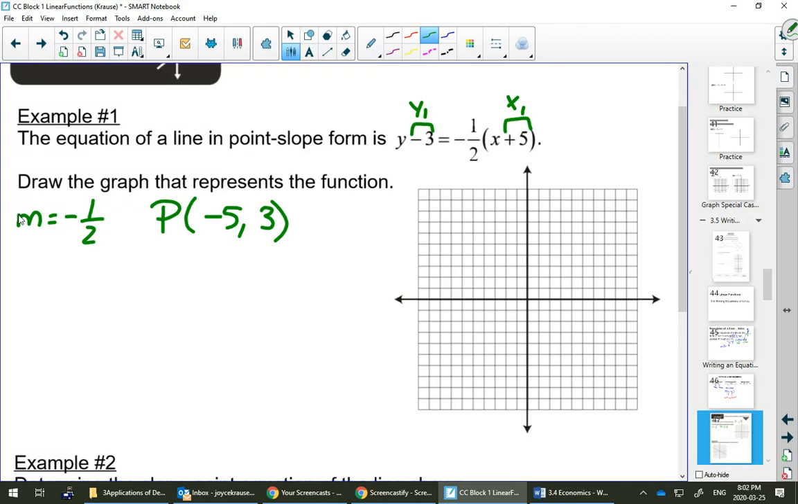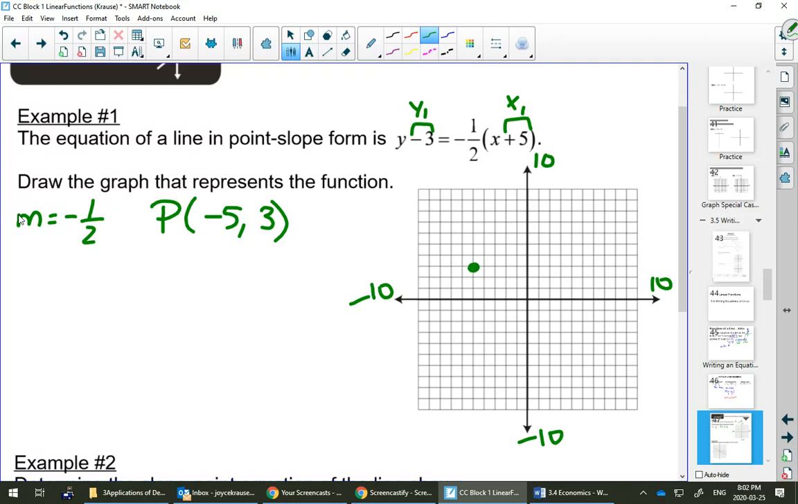So if you remember when we were doing the slope-intercept form, we plotted our y-intercept and we counted our slope. We do the same thing here, except we're starting with a different point. So we'd start at -5, 3. Make sure you're indicating your scale on your graph. So -5, 1, 2, 3, 4, 5, up 3, 1, 2, 3. There's our point -5, 3.